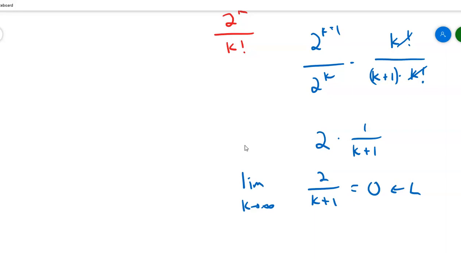So if that thing is less than 1, then the series converges. Which I guess is not terribly shocking considering we know the k factorial is going to grow faster than the 2 to the k. The only question is, is it going to increase in the denominator fast enough that those little pieces that I'm adding are small enough that the whole series converges?